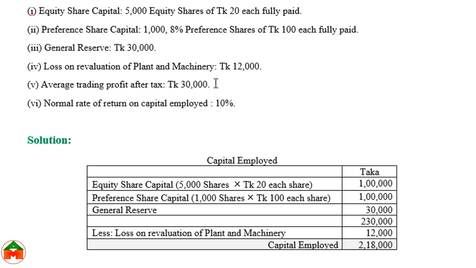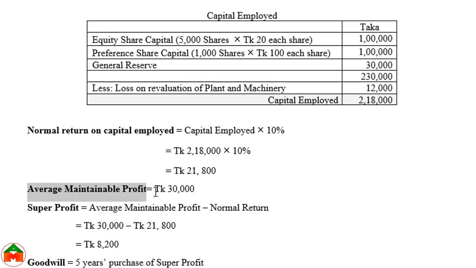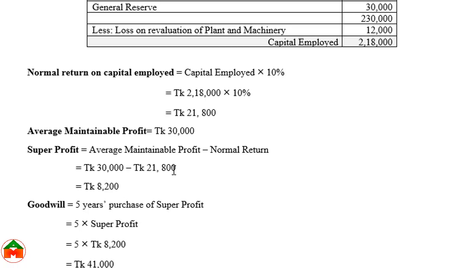And from the question, we can see the average trading profit is 30,000. So the average maintainable profit is 30,000. Now we can calculate the super profit. To calculate the super profit, we need to deduct the normal return from the average maintainable profit. This amount is the average maintainable profit, and this amount is the normal return or normal profit on the capital employed. If we deduct this 21,800 from 30,000, we will get the super profit.